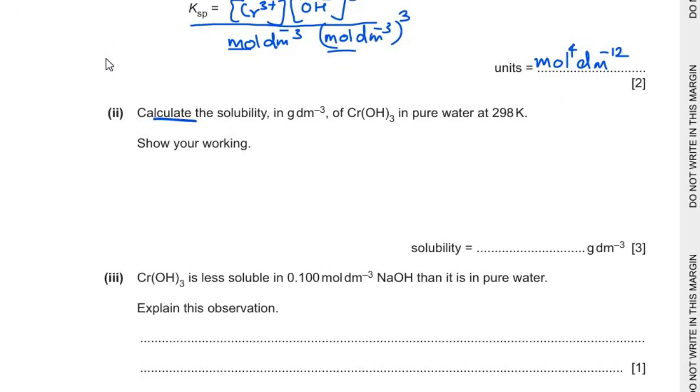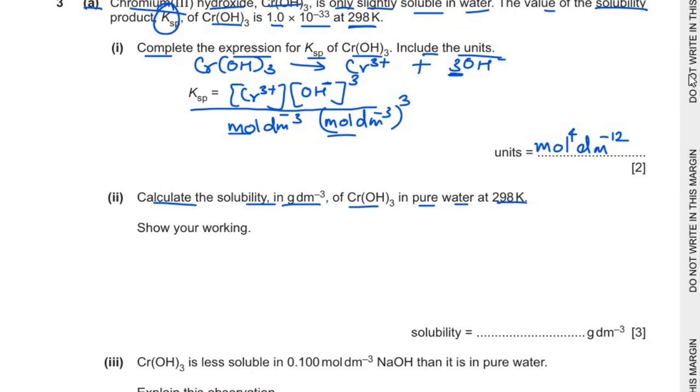It is: calculate the solubility in grams per dm cubed of chromium hydroxide in pure water at 298 Kelvin. Let's first find out the solubility in moles per dm cubed, and then convert it into grams per dm cubed. So if we have a look here, the Ksp value is 1.0 x 10^-33. Here we have substituted that value in Ksp equals the product of the chromium and hydroxide concentrations.